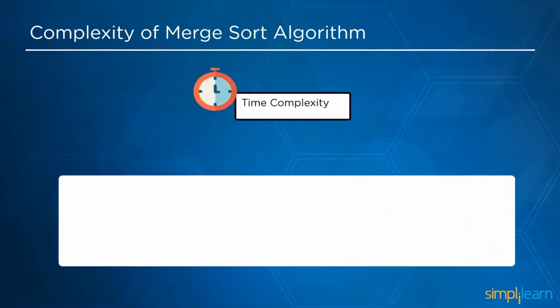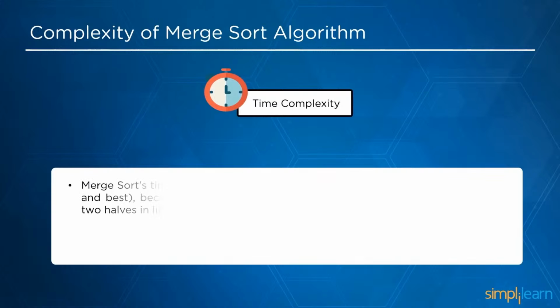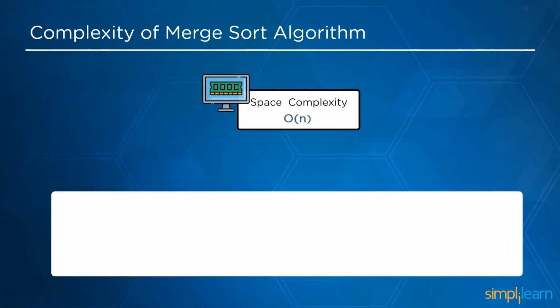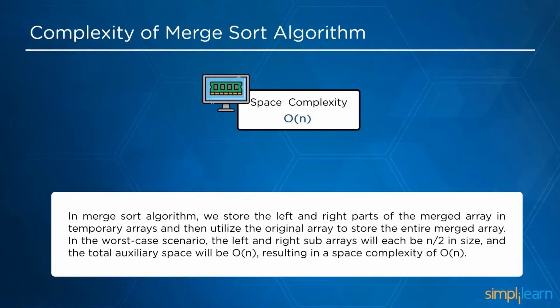Merge sort's time complexity is big O of n log n in all three situations, that is worst, average and best, because it always divides the array into two halves and merges the two halves in linear time. It takes up the same amount of space as the unsorted array. As a result, it is not a good idea to use it to search big unsorted arrays. Moving on to the space complexity of the merge sort algorithm. The space complexity of the merge sort algorithm is big O of n.